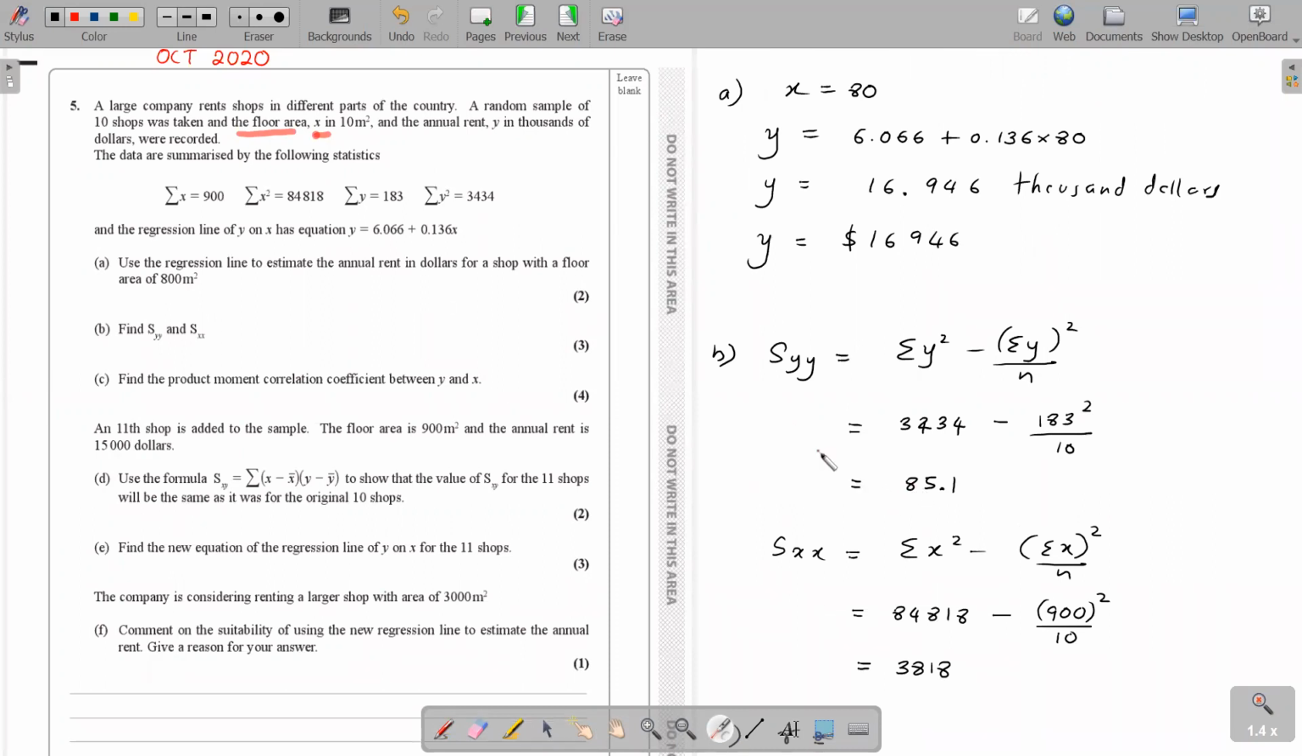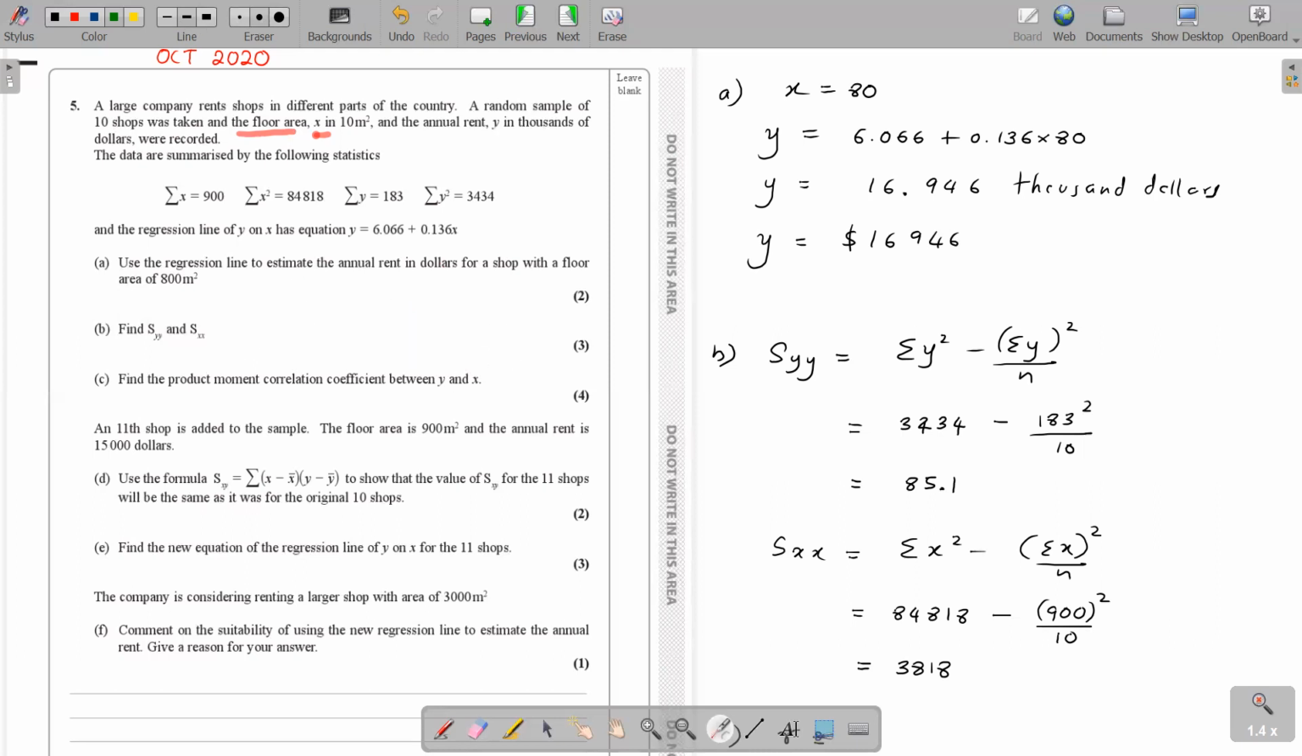So do I have any information here to find SXY? Normally we find SXY by using sigma XY minus sigma X sigma Y over N. These are equations provided to you. But in this question, you can see sigma XY is not given in this data. Sigma X, sigma Y are there, but sigma XY, this crucial value, is not given here. So how do we find SXY? What's an alternative approach?